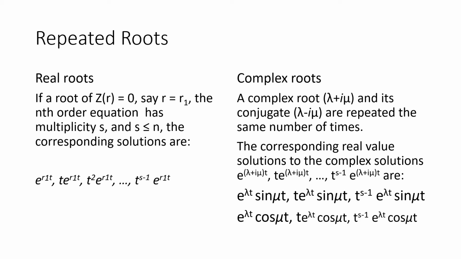We will end up doing the same thing to repeated conjugate roots, and they're going to be replaced in a very similar way. The complex root and its conjugate are both going to be repeated the same number of times, and for the corresponding real valued solutions, you'll see the trend they follow is very similar to how real roots react. So you have this, then you get the t in front of it, and then it goes until you get t to the s minus 1, and you see that's true for its conjugate as well.